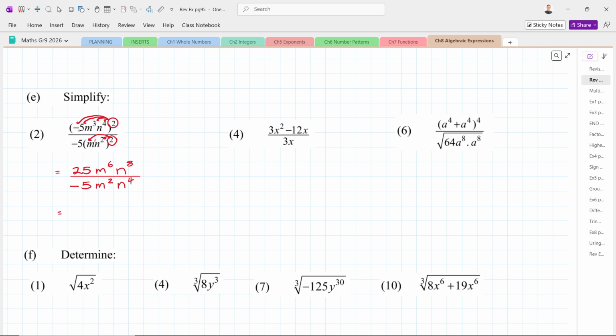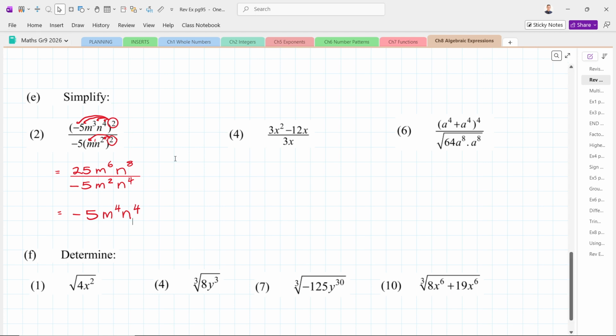And then we can apply our second law. Positive divided by a negative is a negative. 25 divided by 5, 5. M to the power 6 over m squared, we can again divide the same bases, subtract the smaller power from the larger one. 6 minus 2 is 4. Larger power was in the numerator, so I'm going to put my answer in the numerator. N to the power 8 over n to the power 4. 8 minus 4 leaves me with n to the power 4. Larger one was in the numerator, so again the power goes in the numerator. And that leaves us with nothing in the denominator, so we don't have to write a denominator.